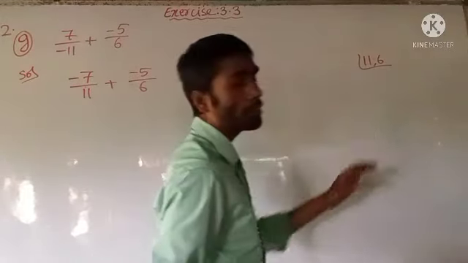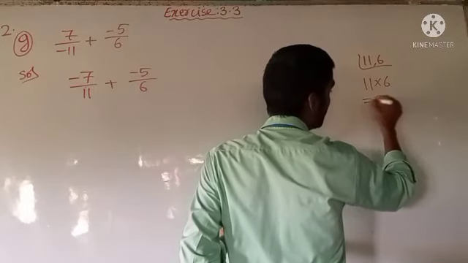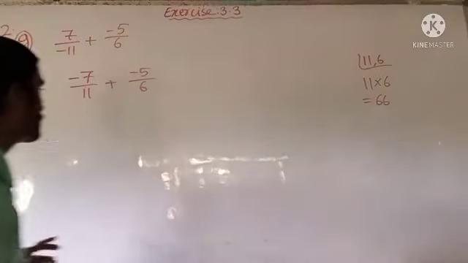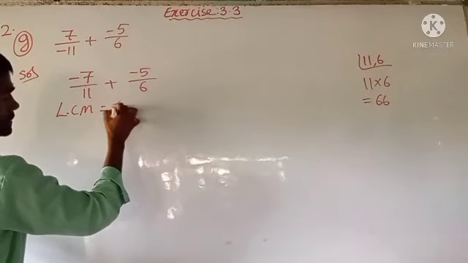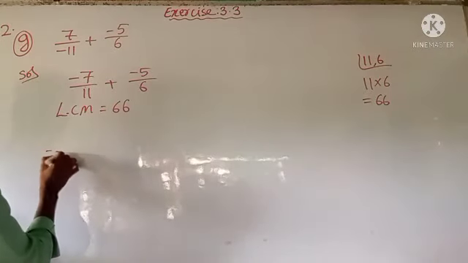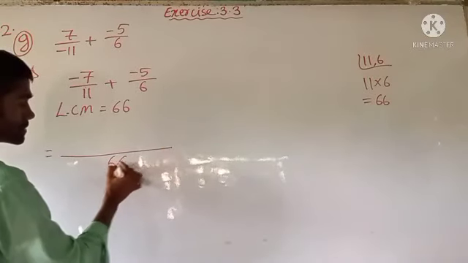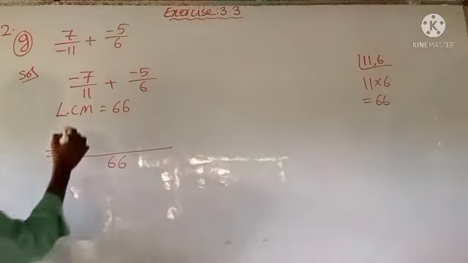We will find that they are not divisible by any common number. So what we will do is just multiply them. That means 11 into 6, that is 66. So we got here, that is LCM is equal to 66. So we will write the LCM we got in the denominator's place, and each fraction we will multiply with this LCM.